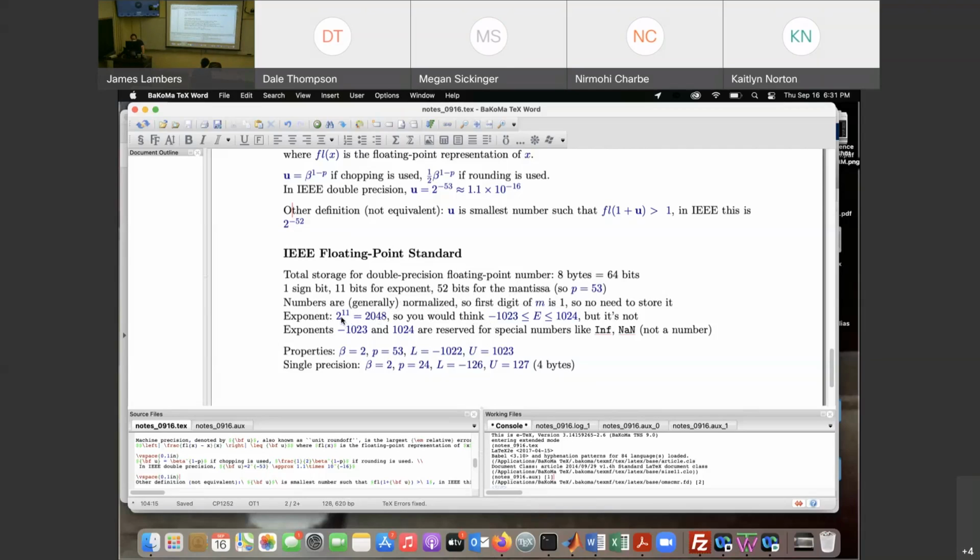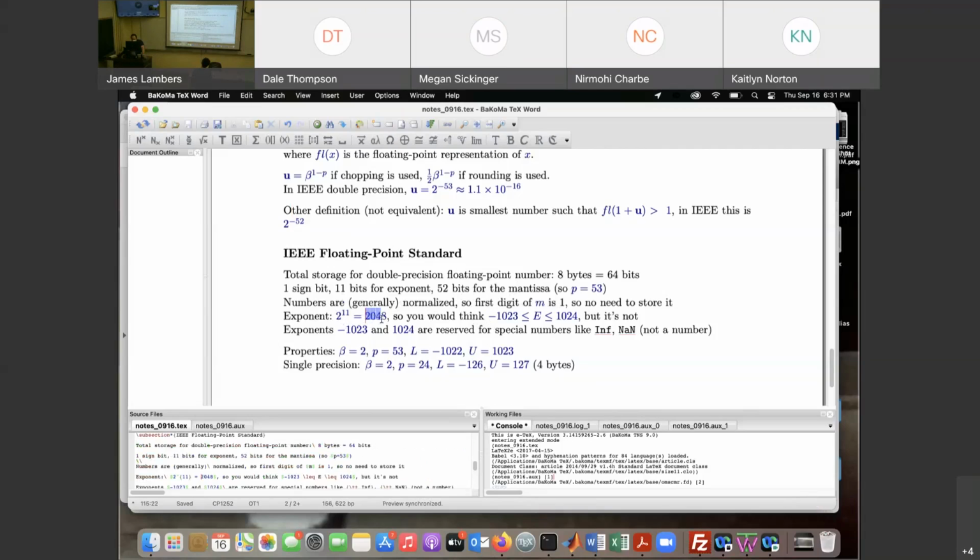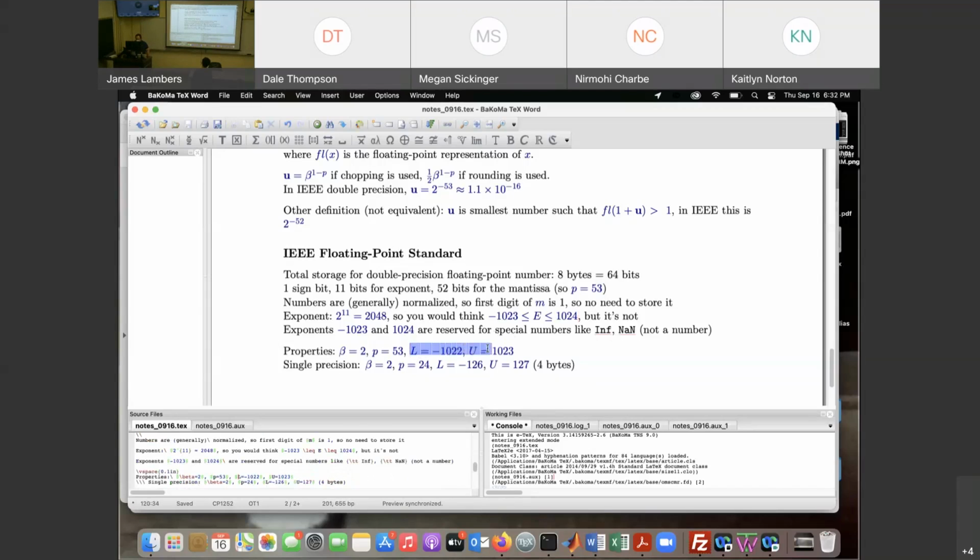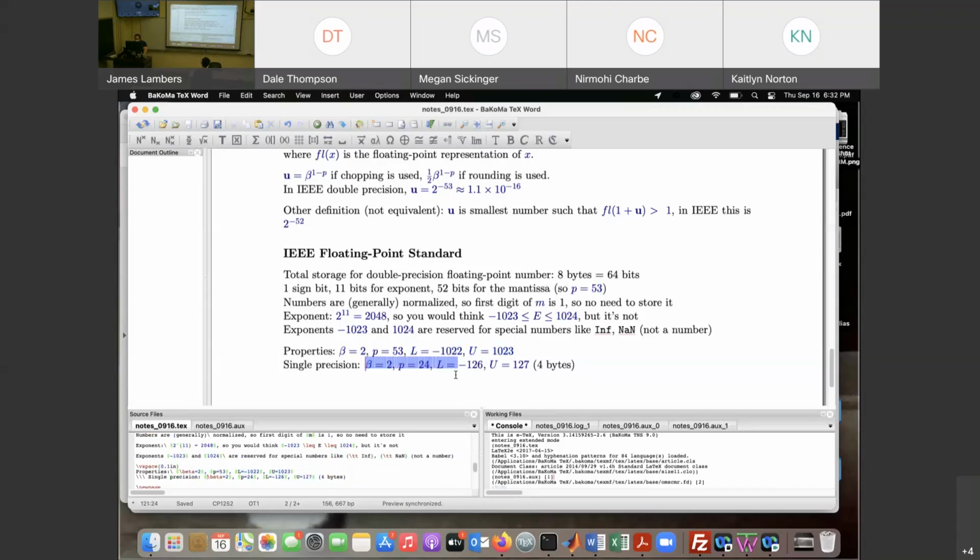And this is what I was describing earlier: you have 11 bits for the exponent, so you can represent 2048 possible values. You would think that this is the range of exponents, but they reserve some of these for other numbers or special cases like int and NaN. So that's why this is the range of exponents for double precision.